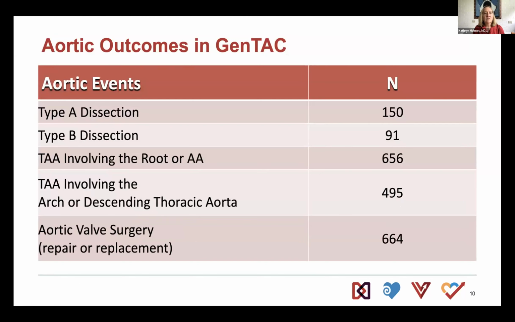Just to give you a little sense of what aortic events are in GenTAC, there are a number of type A dissections, B dissections, specific ones that are involving more of the aorta. And this is just to give you a sense of what's there.